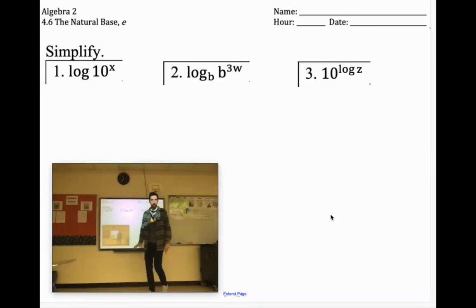Welcome to the show. Today we're talking about the natural base e. Here's the basic idea of natural base. So we're going to be dealing with these ln's.